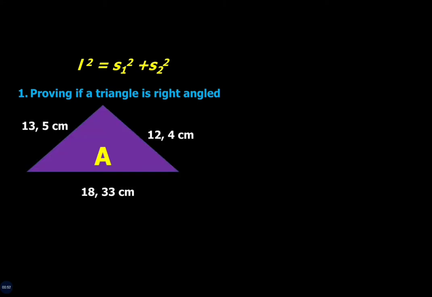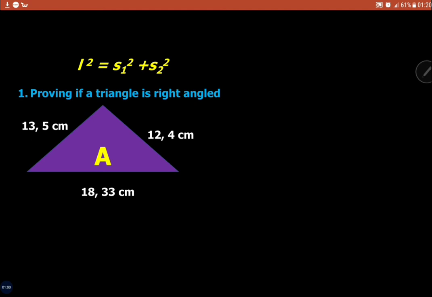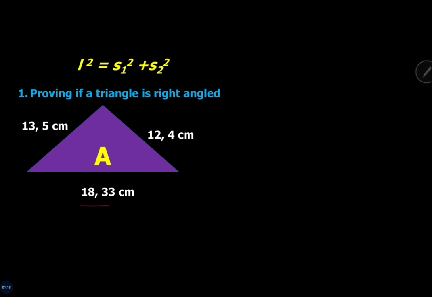We've got triangle A with sides 18,33 centimeters, 12,4 centimeters, and 13,5 centimeters. To prove if this triangle is indeed right-angled, we're going to have to apply the theorem of Pythagoras. The longest side in this triangle is the 18,33. So the 18,33 squared must be equal to 12,4 squared plus 13,5 squared.